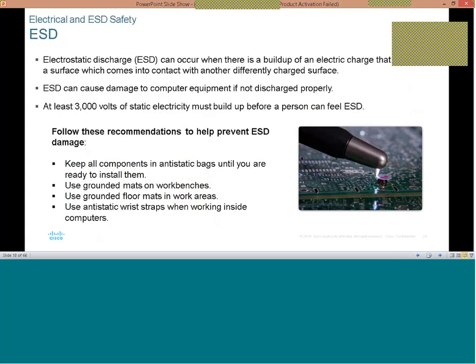Okay. So we also said we're looking at ESD safety. What is ESD? Electrostatic discharge. This can occur when there's a buildup of an electric charge on a surface which comes in contact with another surface of a different charge. And so ESD can cause damage to computer components if not discharged properly. Our body can build up about 3,000 volts of static electricity, which can actually damage some of these components.